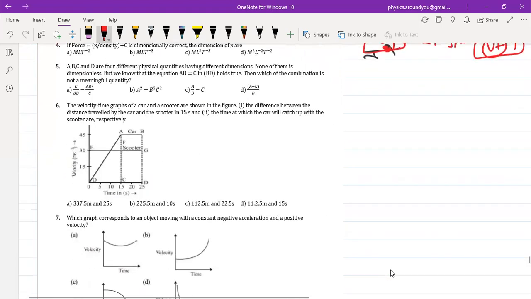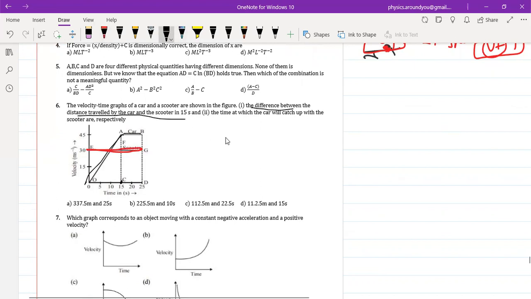Now, going on to the sixth question. The sixth question is a VT graph. The VT graph is given. They're asking the difference between the distance traveled by the car and the scooter in the 15 seconds. I'll tell you the approach. If you have to calculate the difference in distance traveled by the car and the scooter, well, this is the graph of a car, whereas for a scooter, this is it.